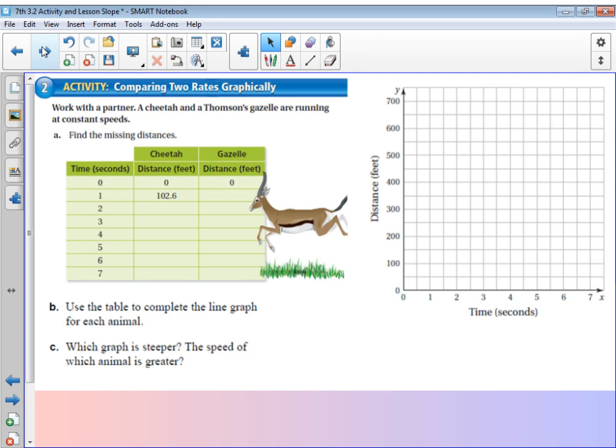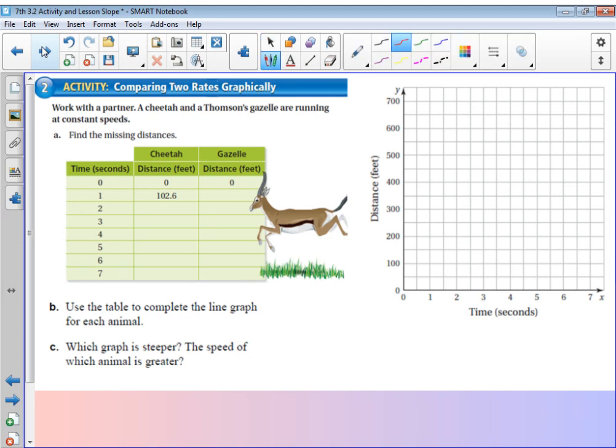So our next step is we're gonna go through and actually create a table and graph this information. So we're not gonna graph all of it. We're gonna pick a couple and we're gonna go through and compare the speeds of a couple different animals. So here it says work with a partner, so we'll do this one together. And it says a cheetah and a Thompson gazelle are running at a constant speed. Find the missing distances.